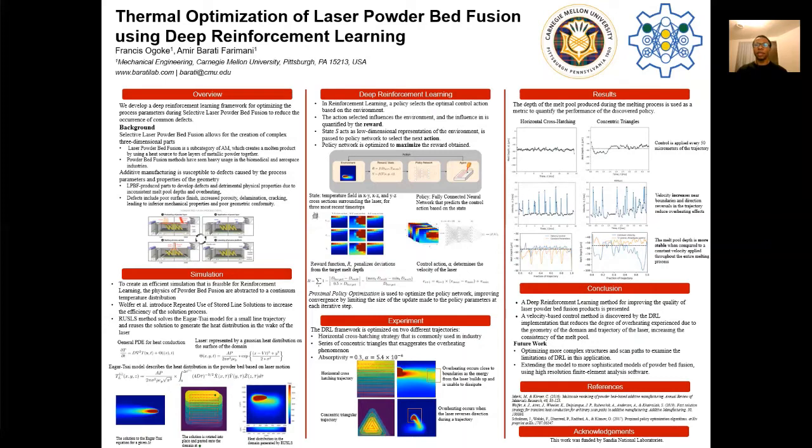So we implement a method introduced by Wolfer et al. called the repeated use of stored line solutions, which decreases the computational expense associated with this process by storing analytical solutions in memory and reusing them whenever the same process parameters and delta t is observed in the future. So this removes the necessity to resolve the entire domain at each time step.